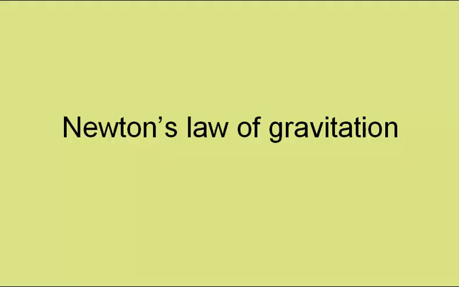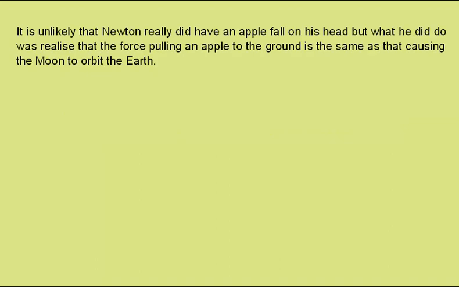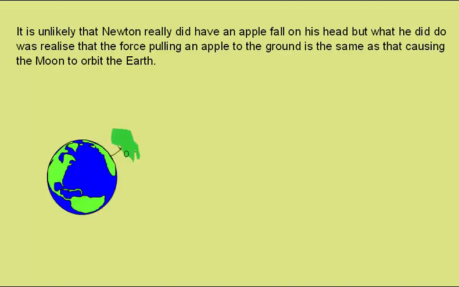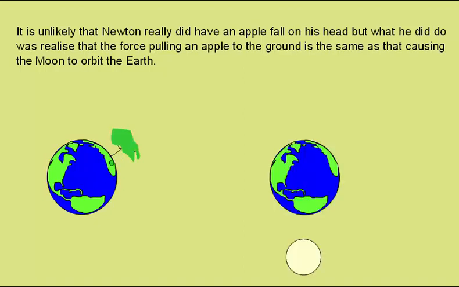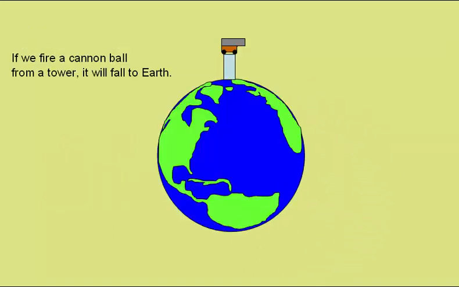Newton's law of gravitation. It is unlikely that Newton really did have an apple fall on his head, but what he did do was realize that the force pulling an apple to the ground is the same as that causing the moon to orbit the Earth. His logic went something like this.